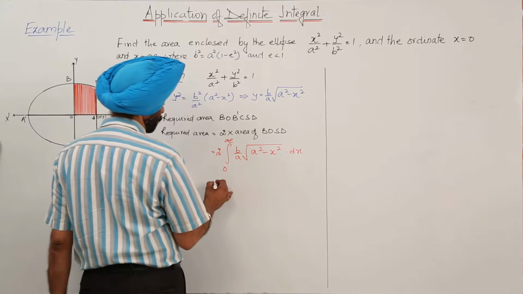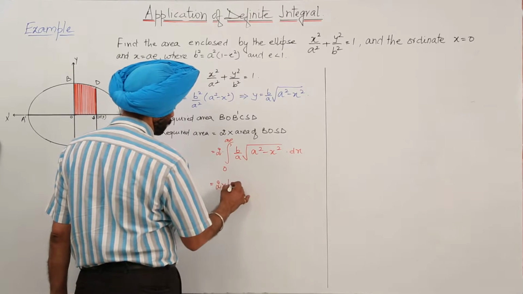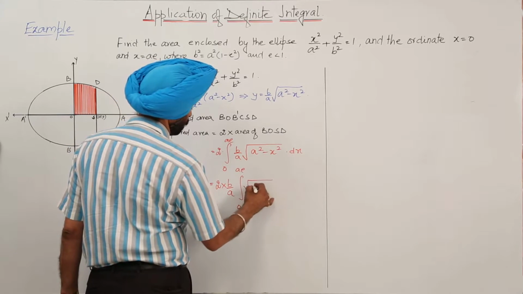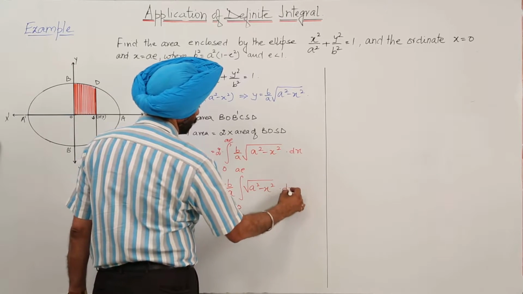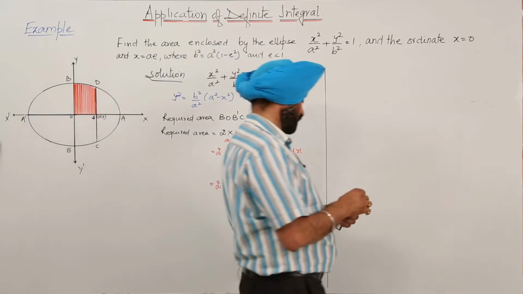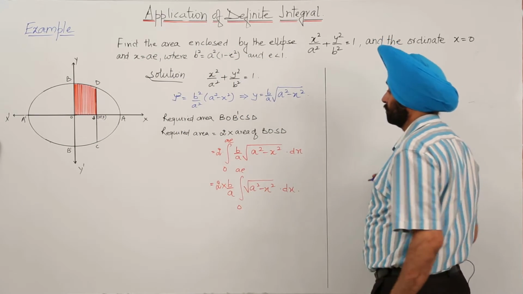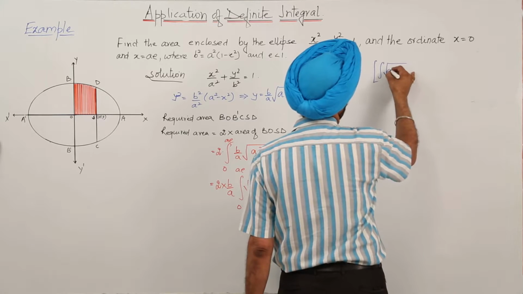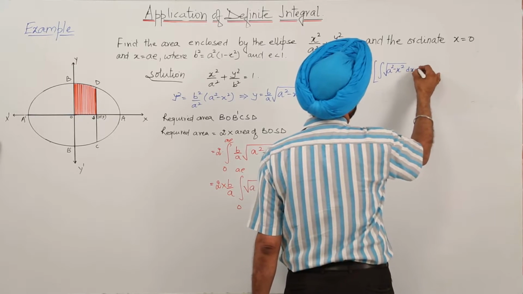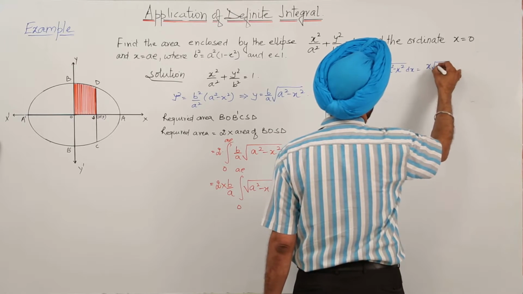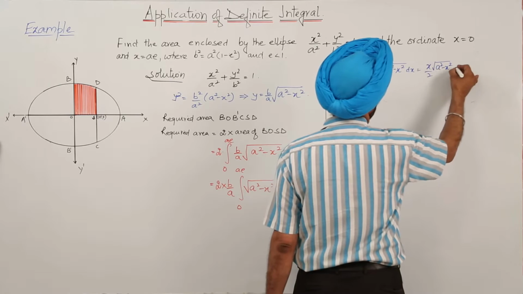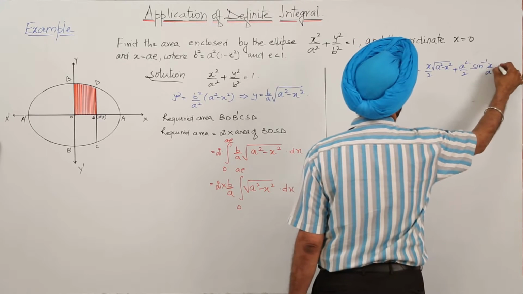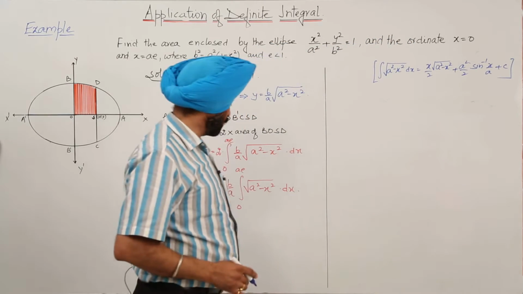Now, this becomes... now formula. Integration of square root of a square minus x square dx is equal to x square root of a square minus x square upon 2 plus a square upon 2 sine inverse x upon a plus c. So, now we are going to use this formula to solve this one.